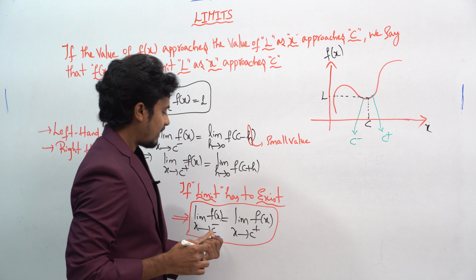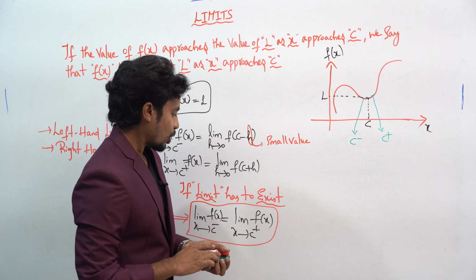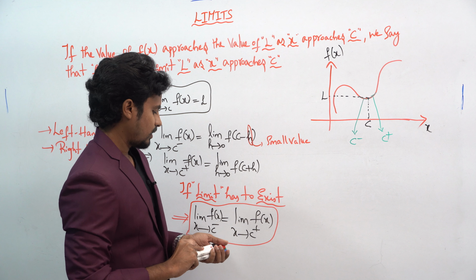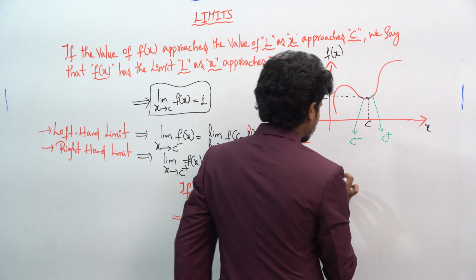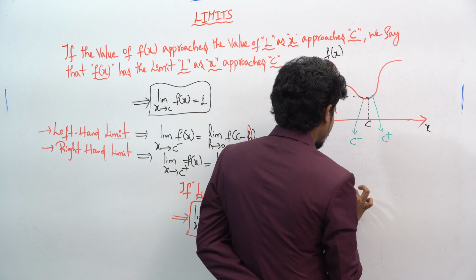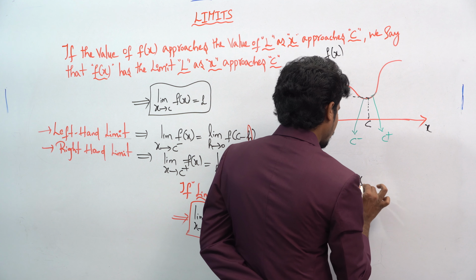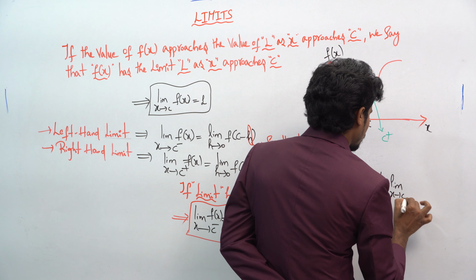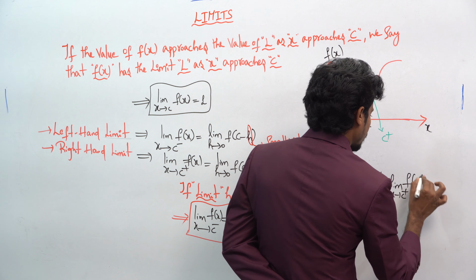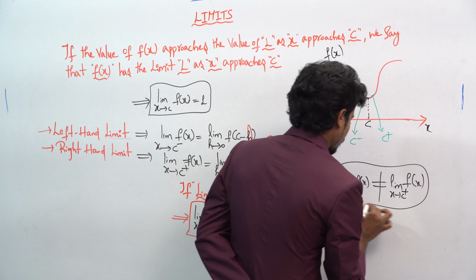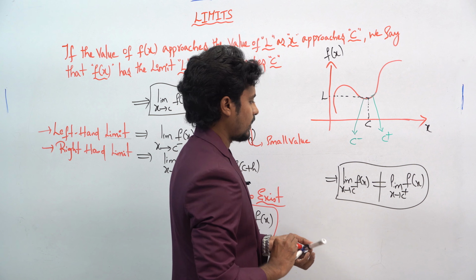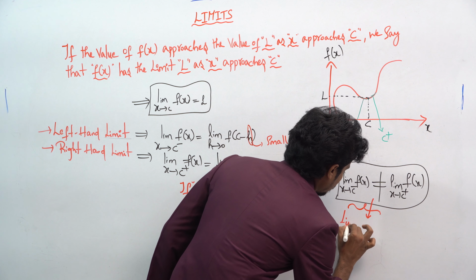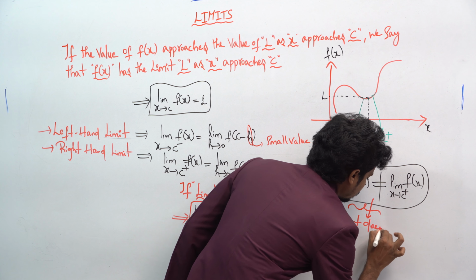If the left hand limit is not equal to the right hand limit, then the limit does not exist. Here also we can write limit x tends to C minus f of x is not equal to limit x tends to C plus f of x. Here the limit does not exist.